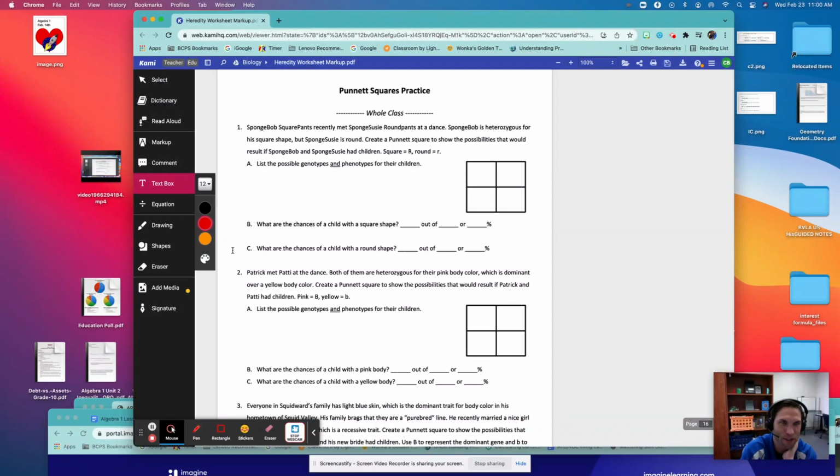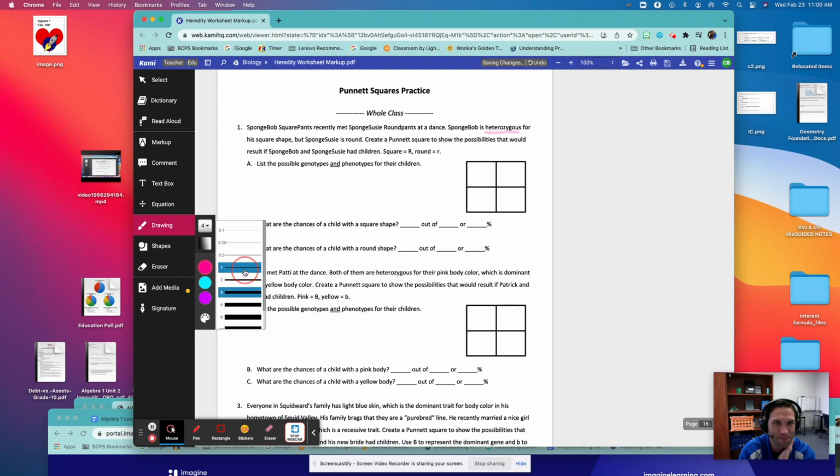So we're going to try to do this right here, and we'll pick blue because why not? Not text, drawing. So we've got to pick pink. Okay. All right. So it says SpongeBob SquarePants recently met Sponge Susie Roundpants at a dance, and of course they get together. SpongeBob is heterozygous. That means that SpongeBob has a genotype with a dominant and a recessive, hetero meaning mixed or different. And Sponge Susie is round.